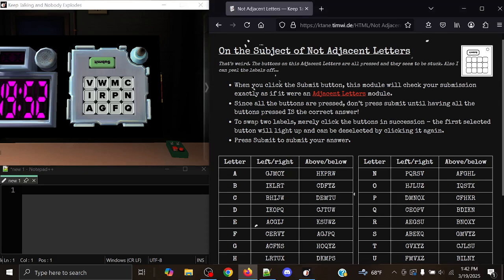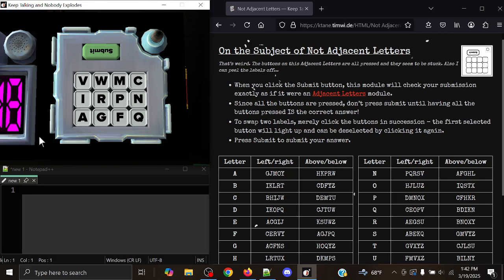Today, we're going to be taking a look at Not Adjacent Letters. It has been a while since I've gotten back on the tutorial videos, but today I figured I'd come back and maybe do a couple of them. But I had a little bit of motivation to do so.